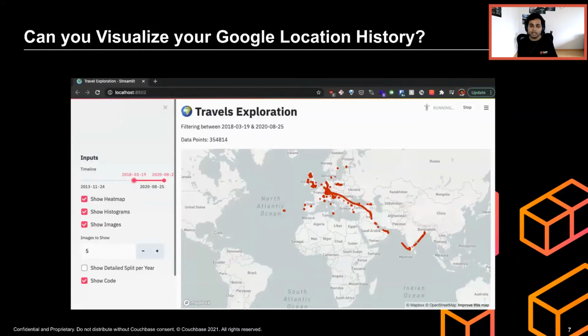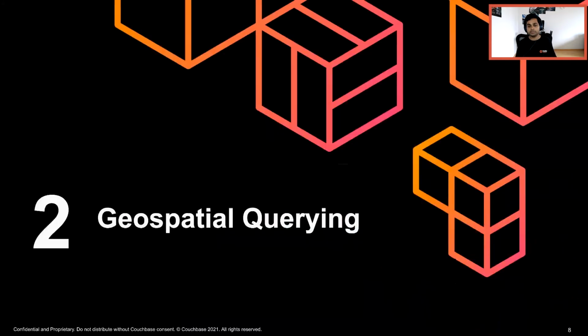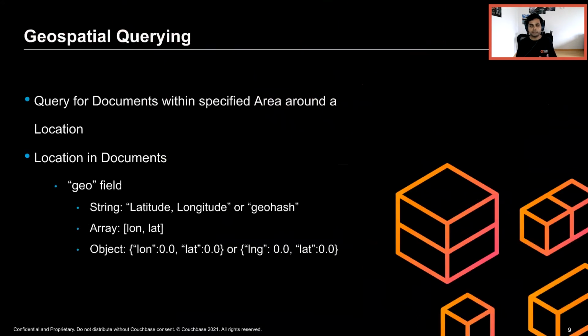Yeah, I'll go through this example in a bit, but before that, let's go through what geospatial querying is. I've been mentioning it a few times, but let's go through what it is formally. So geospatial querying is basically the feature which allows you to search for documents within a specified area around a location.